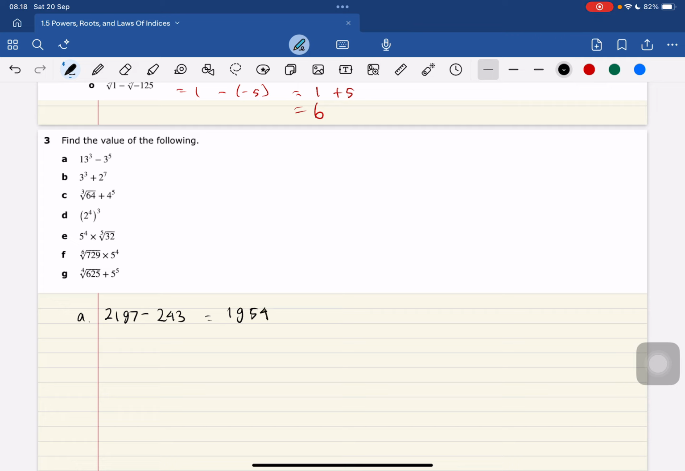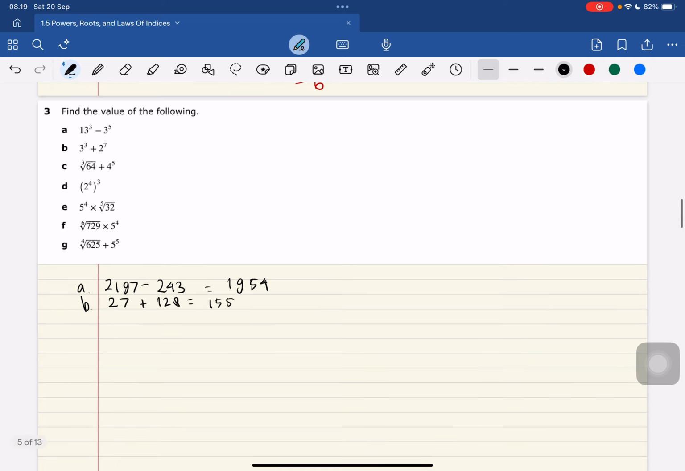1954. Next we got 3 cubed. We know is 27 plus 2 to the power of 7. It's gonna be 128. We just add. It's gonna be 155. Next for C.